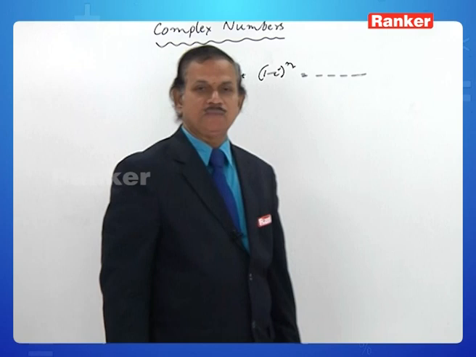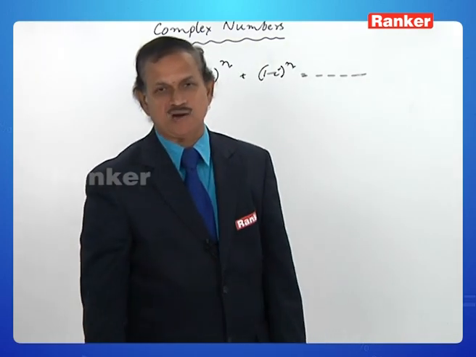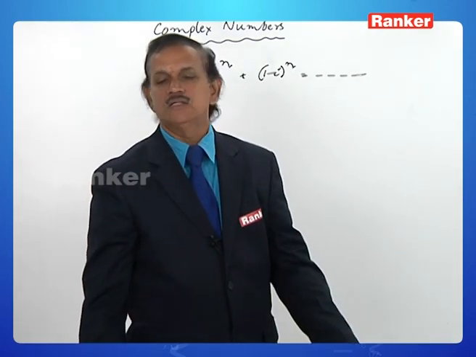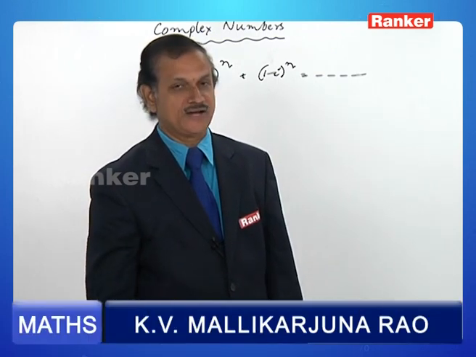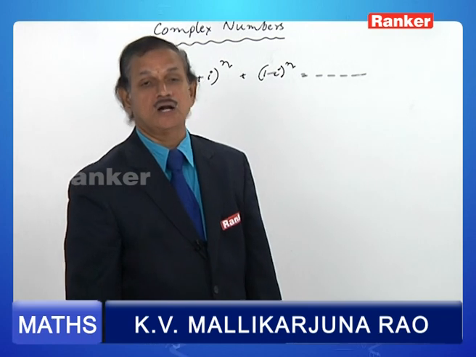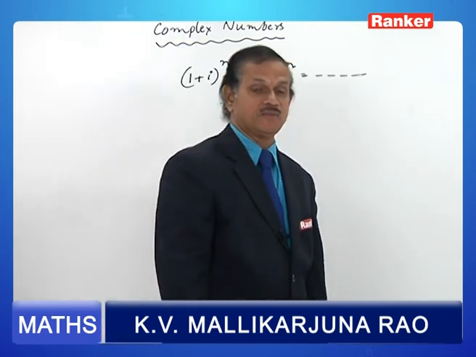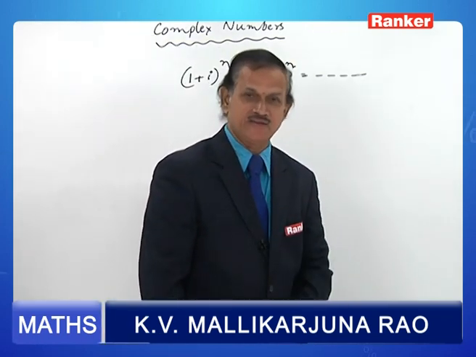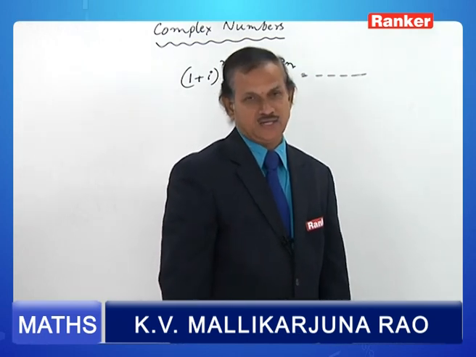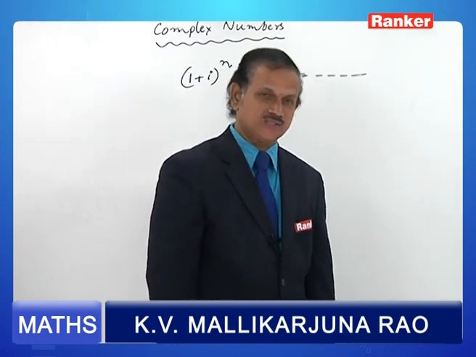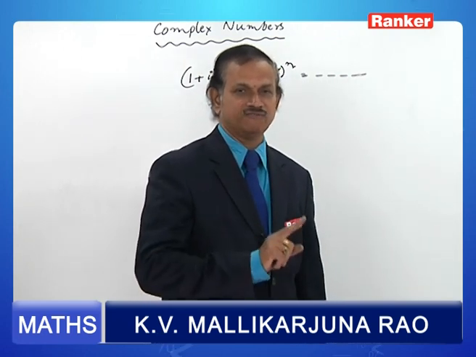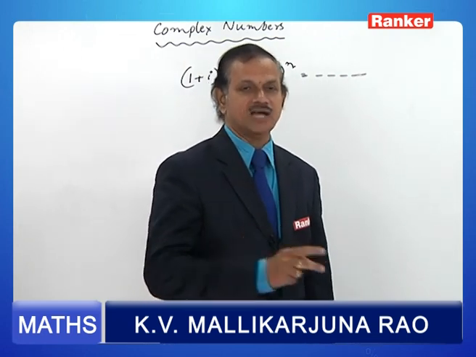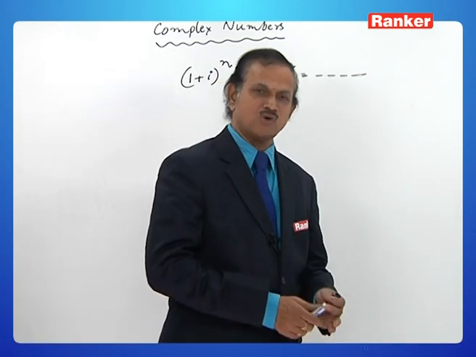1 plus I whole to the power of n plus 1 minus I whole to the power of n is equal to, some 4 options he may give: 2 power n plus 1 into cos of n pi by 4, 2 power n into cos of n pi by 4, or 2i into sine of n pi by 4, like that. Some 4 options will be given, how to make use of that. Yes. Here also we use 2 concepts: one is the mod amplitude form and the other is De Moivre's theorem.